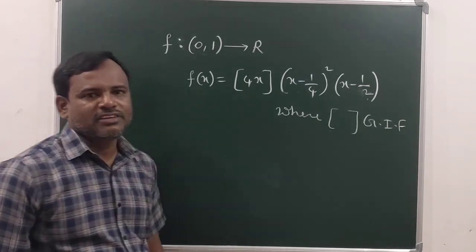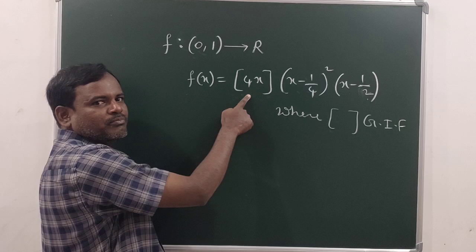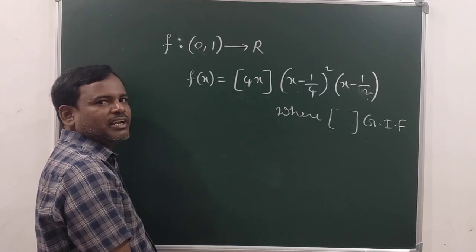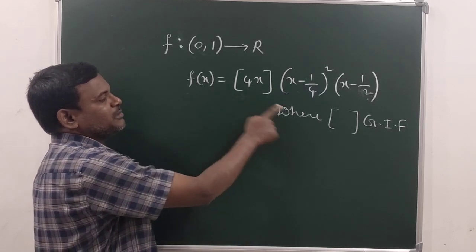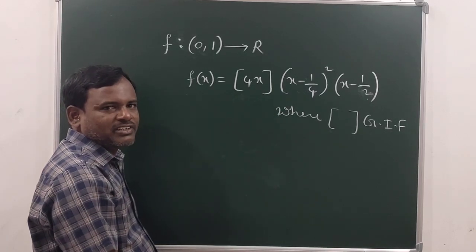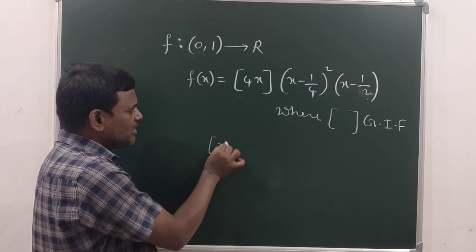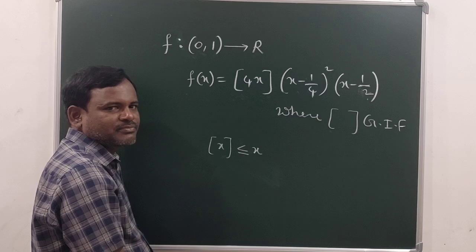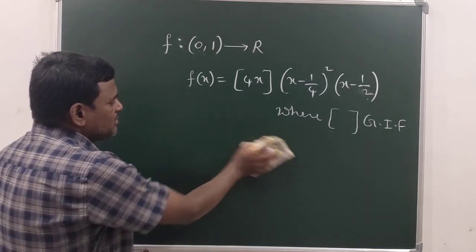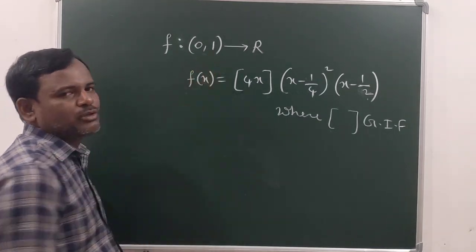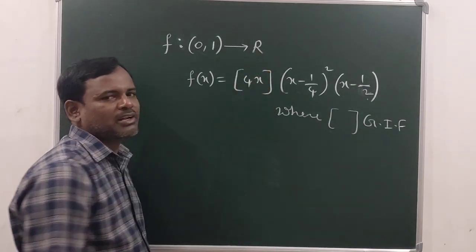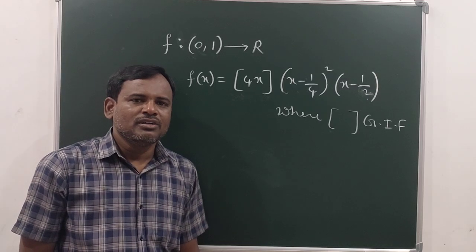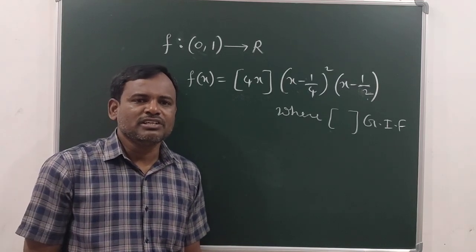The function is given like this: f of x equals the greatest integer of 4x, into (x minus 1 by 4) whole square, into (x minus 1 by 2), where the bracket symbol represents the greatest integer function. The greatest integer of x is either less than x or equal to x. The domain of this function is the open interval 0 to 1, the range is capital R, and 4 options are given. So we have to check those 4 options.